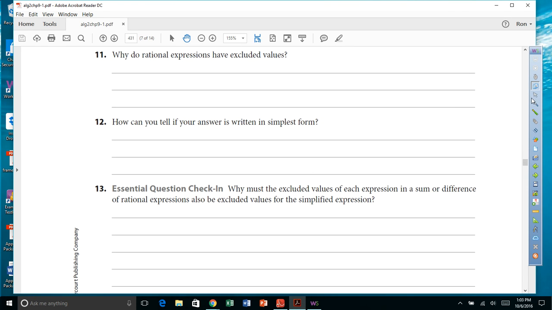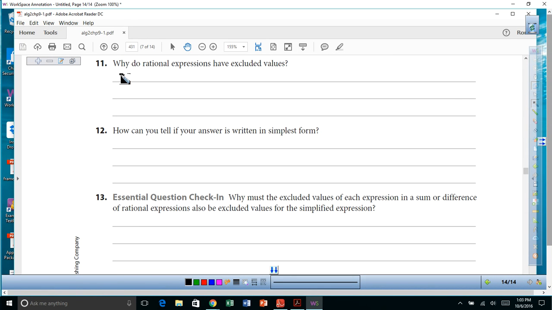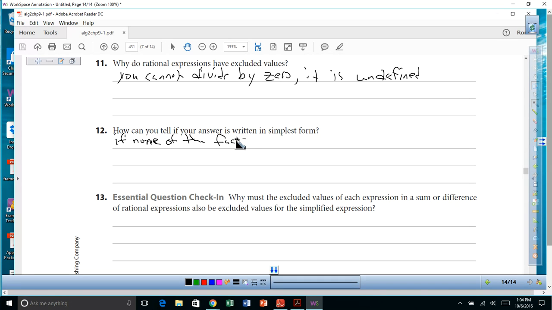Why do rational expressions have excluded values? Because you cannot divide by 0. It is undefined. How can you tell if your answer is written in simplest form? The easiest way, or the only way really, is if none of the factors in the denominator can be found in the numerator.